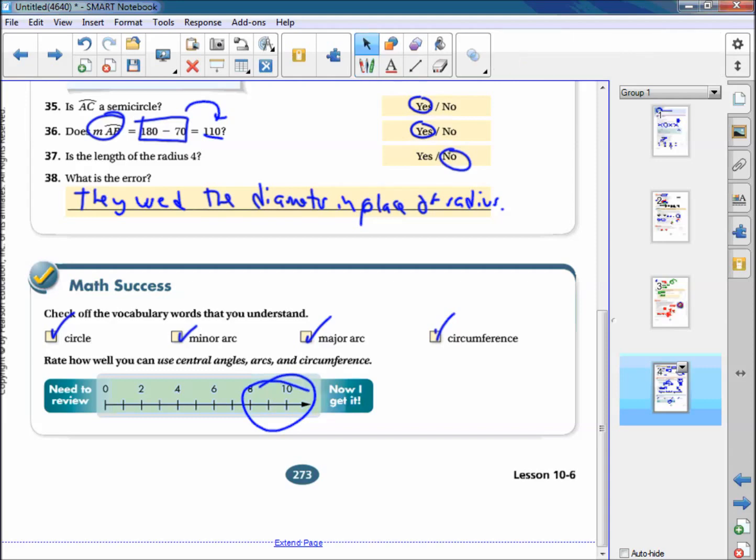And remember, a minor arc needs 2 letters, because that shows you the short way around the circle, and the major arc needs 3 letters to show you the long way around the circle. And then a semicircle is exactly half of the circle. That's exactly half as big.